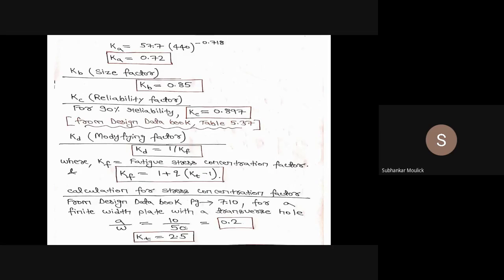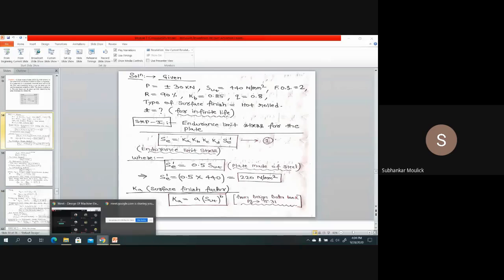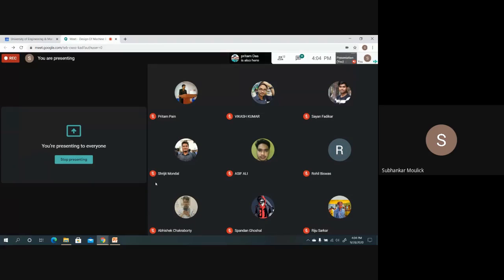So with this, I will end the lecture over here, but before ending, I will tell you the syllabus for my part. For my part, the syllabus will be till the next class, because today I have solved one finite life problem. In the next class, that is on Thursday, I will make you solve one infinite life problem. So till that portion will be my syllabus for midterm 1.